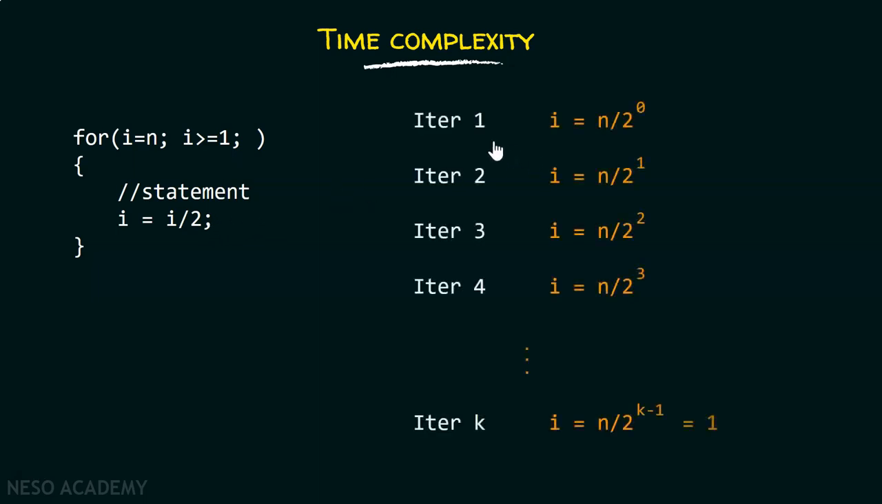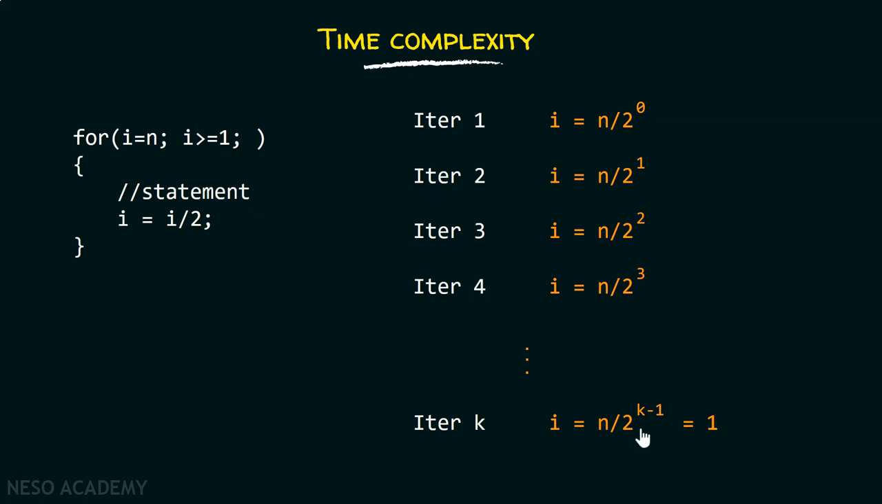Let's see how. In the iteration number 1, I is equals to n divided by 2 to the power 0. In the iteration number 2, I will be n divided by 2 to the power 1. Why is this I equals to n divided by 2 to the power 0? Because we know that initially I is equals to n, we can write this in this form. Then I becomes n by 2, which means I is equals to n divided by 2 to the power 1. Then it will be n divided by 2 to the power 2. And so on, this will go up to n divided by 2 to the power k minus 1 for iteration number k. And this is equals to 1 because lastly we are getting this 1 value, right? This is not equal to n, this is equal to 1.